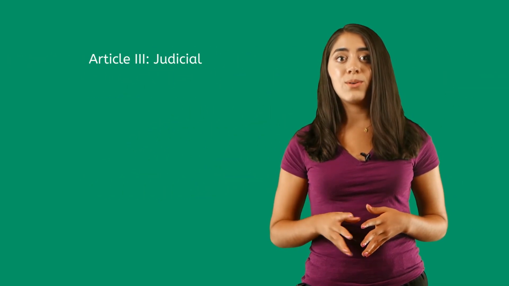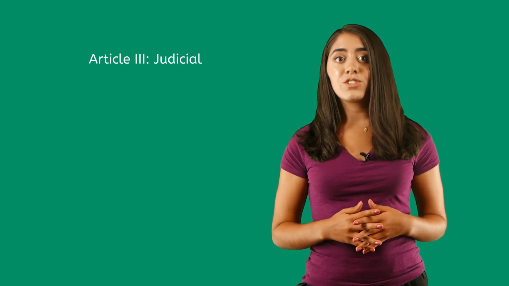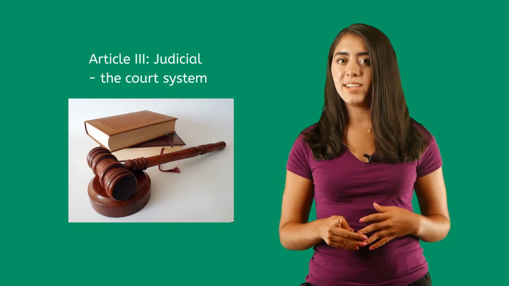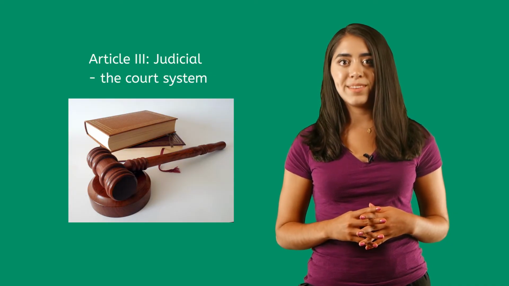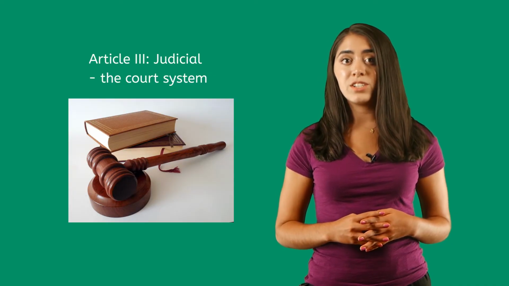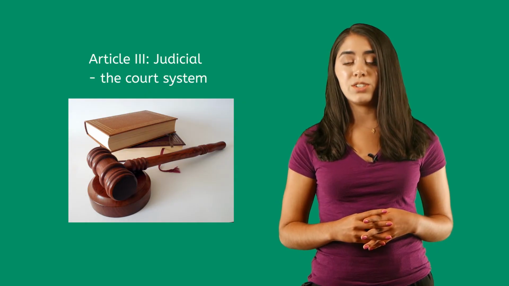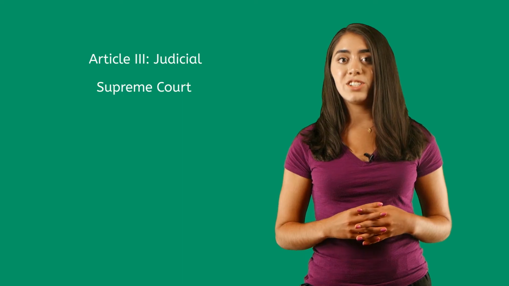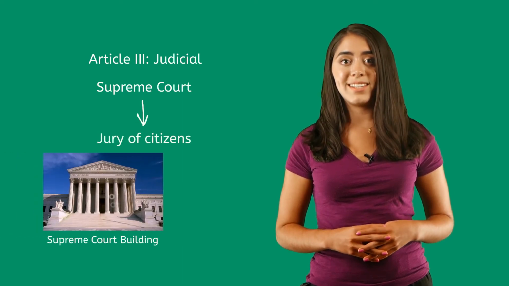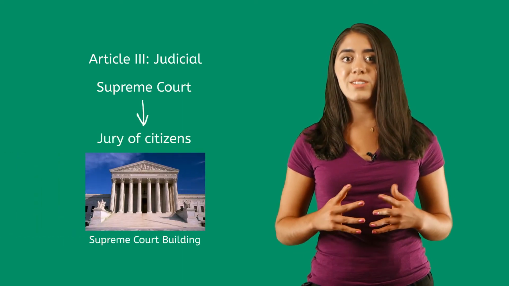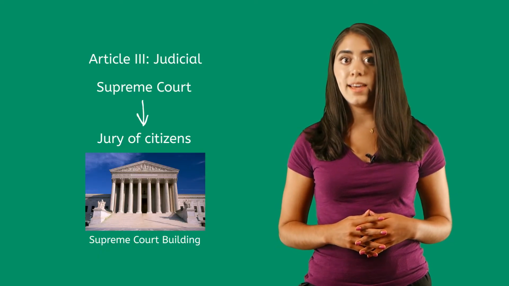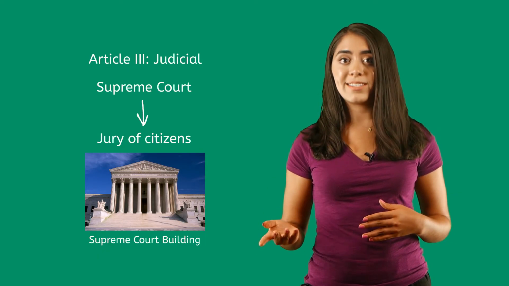Article 3 is known as the judicial article, describing the court system and how the country will make sure every citizen is playing fair. It states that the power to judge who's following the Constitution will be held by the Supreme Court, and that trials shall be held with a jury of citizens. It also explains that an act of treason or betrayal of the country is to be declared by Congress.